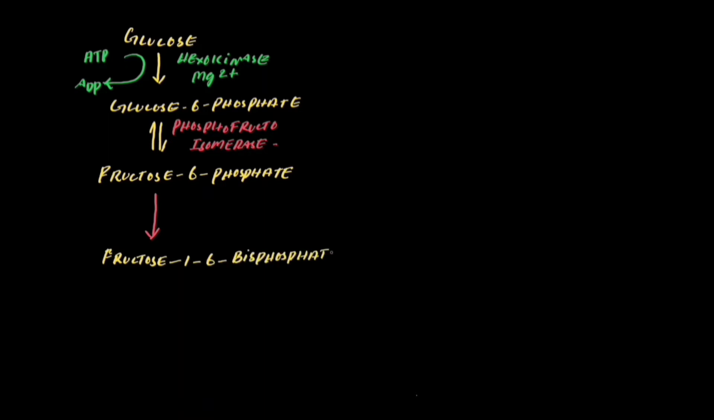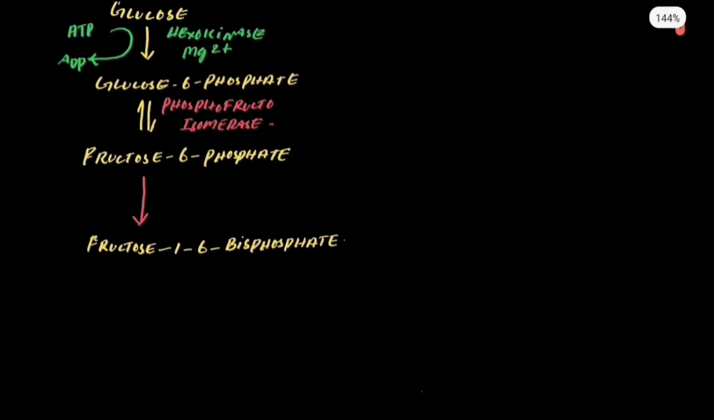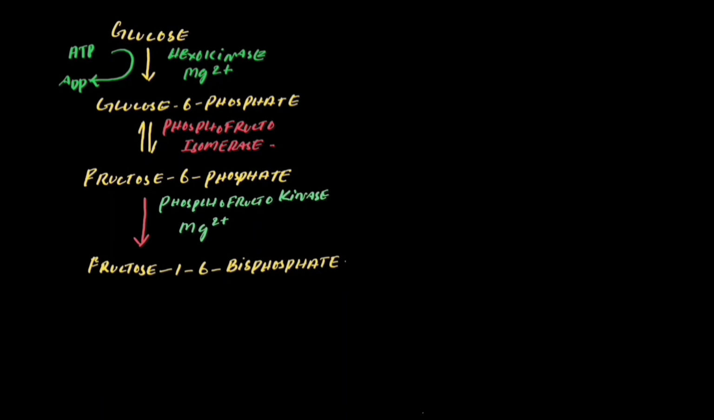Number third step in the glycolysis involves phosphorylation, in which fructose 6 phosphate is phosphorylated by ATP to form fructose 1,6 bisphosphate. This reaction is catalyzed by an allosteric enzyme called phosphofructokinase. This reaction is irreversible. Thus, ATP is utilized in this step.